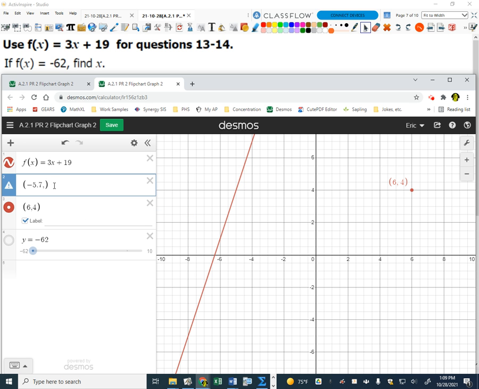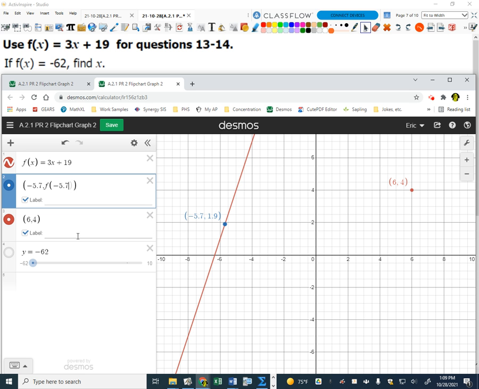I could go down here and tell Desmos, I just want the output of the function when x is -5.7. So I could just plug in f of -5.7 right there, and look what it does. Do you grasp what it's doing there? You got to put on your thinking caps and really contemplate this a little bit, right?